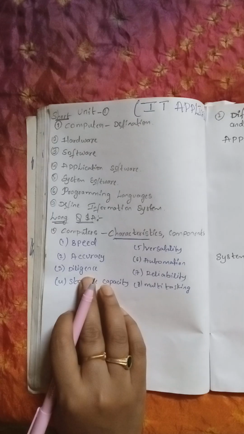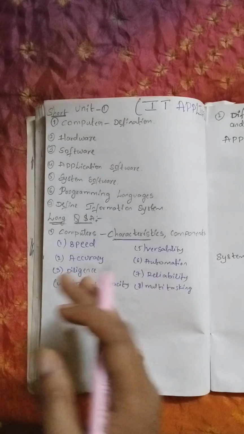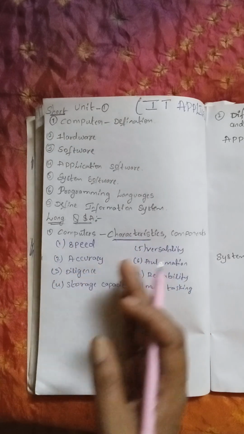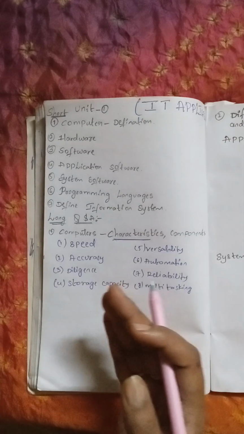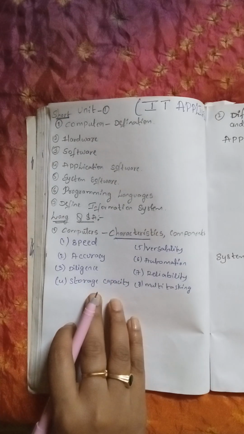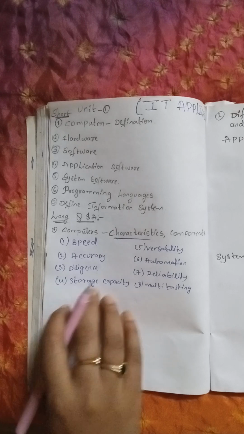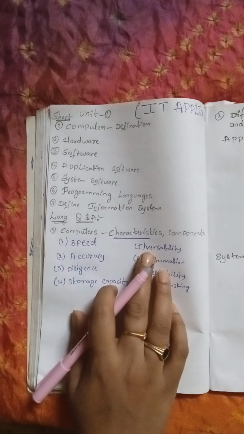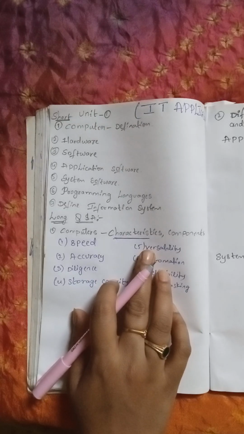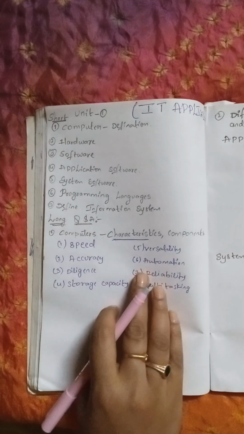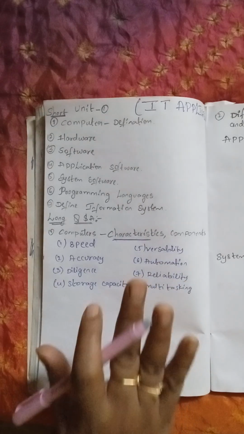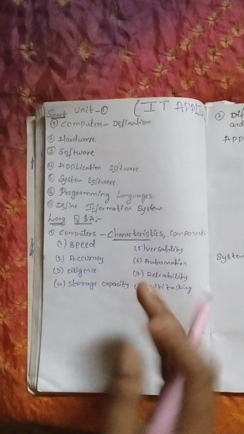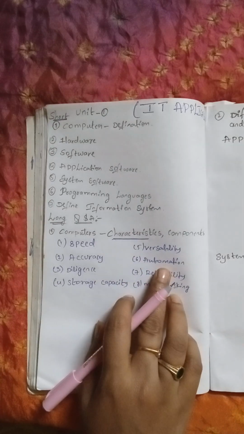Now diligence means it can work continuously without getting tired. If a human being is working, he or she will get tired after some time. But a computer is not like that. Storage capacity means it can store large amounts of data and information. Versatility means it can perform different types of tasks: calculations, communication, data processing, etc. Automation: once instructions are given, it works automatically without human intervention.